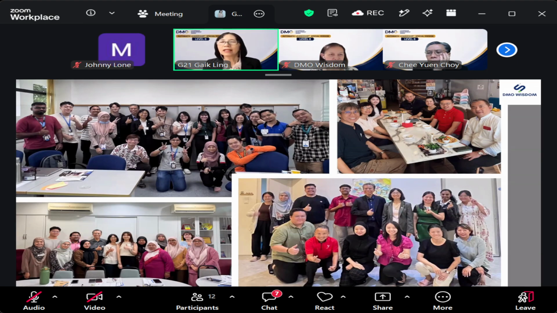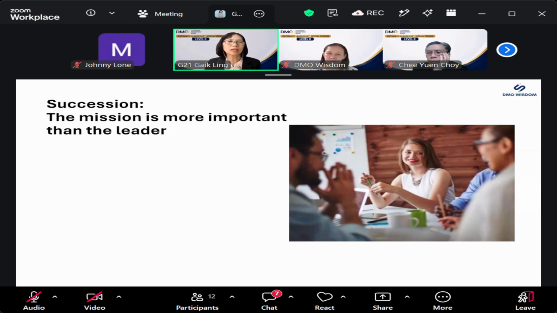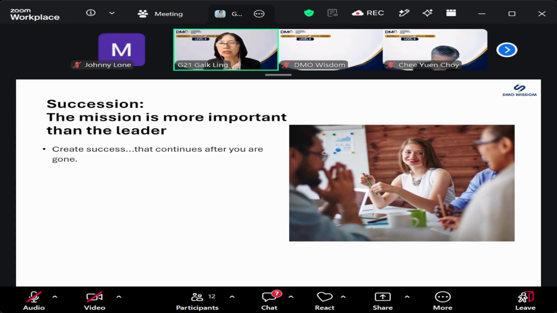Now, the last part of this slide is talking about succession. What does succession mean? One day we will be gone. What we did, is it going to continue or not? That is the question. How do we make sure the success continues after you are gone? So Geshe-Michael suggested two things about succession.